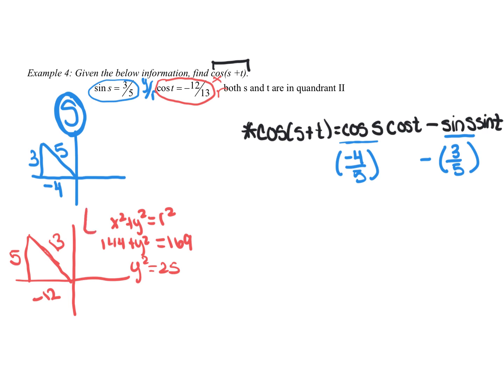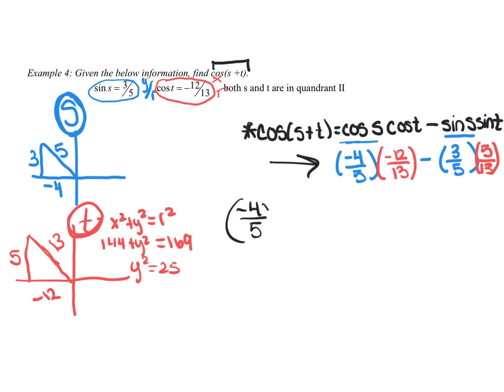So this is my T triangle. So everywhere I have an angle of T, I'm going to go over to my problem. So cosine of T, well, they told me cosine of T. It's negative 12, the X over the R. Sine of T, sine is Y, 5, over 13. So now I'm going to take this right here, negative 4 over 5. I'm just writing it down so we have some space. Negative 12 over 13 minus 3 over 5 times 5 over 13.